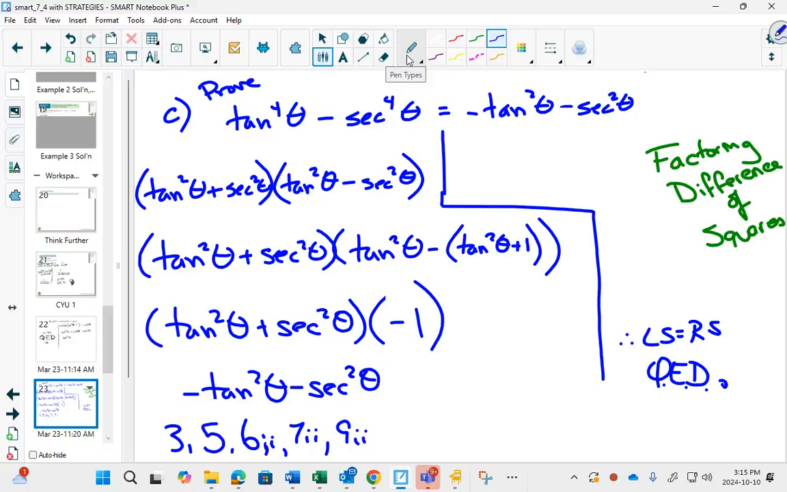If you didn't factor the difference of squares, the proof becomes very difficult. So it's a very good strategy: if you can factor, you'll want to factor.